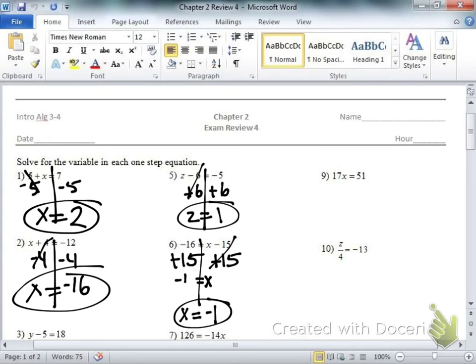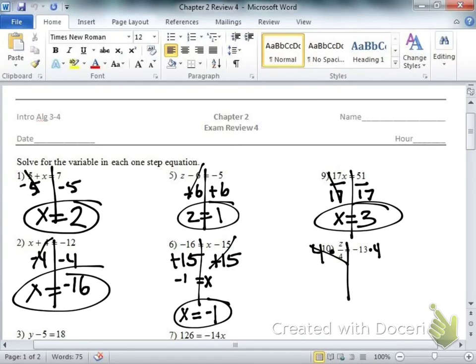Alright, we'll just finish off the ones on the board. The opposite of, or it's not really the opposite, I shouldn't say that. The inverse of multiplying by 17 is dividing by 17. So that leaves me with 1x, or just x, equals, and 51 divided by 17 is 3. And last one that's up there right now, we need to undo dividing by 4. The inverse of division is multiplication. So this is going to be z equals negative 52. Raise your hand if you have questions.